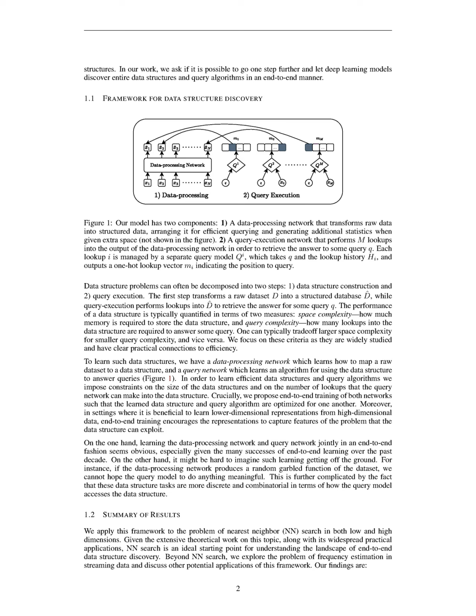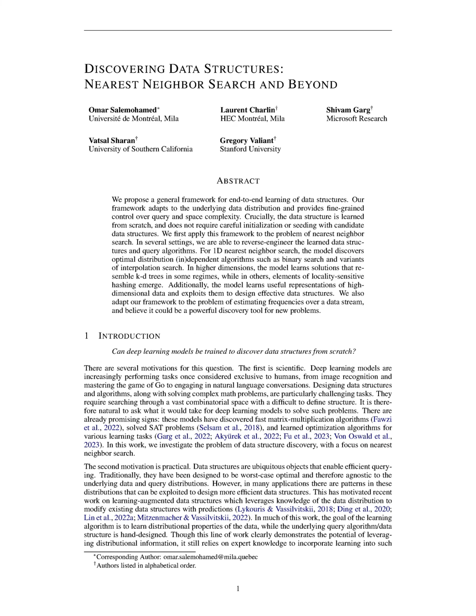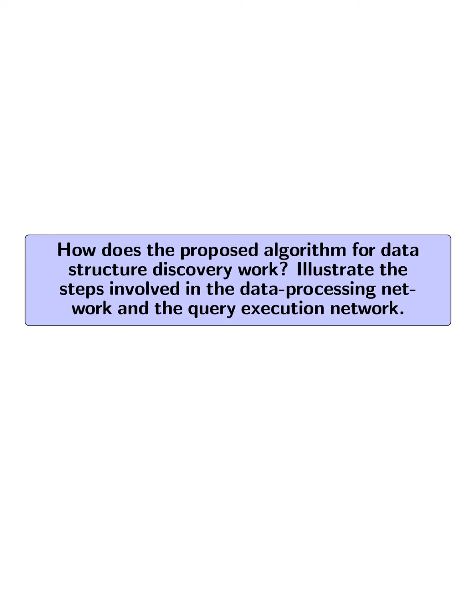In contrast, our framework employs a data processing network to learn how to transform a raw dataset into a structured database, while a query execution network learns to efficiently query this structure. This joint learning process enables the model to exploit distributional properties of the data, leading to improved performance over traditional methods, as evidenced by our model outperforming binary search and KD trees in various settings. Ultimately, our approach eliminates the need for expert knowledge in data structure design, allowing for a more flexible and adaptive solution to NN search.